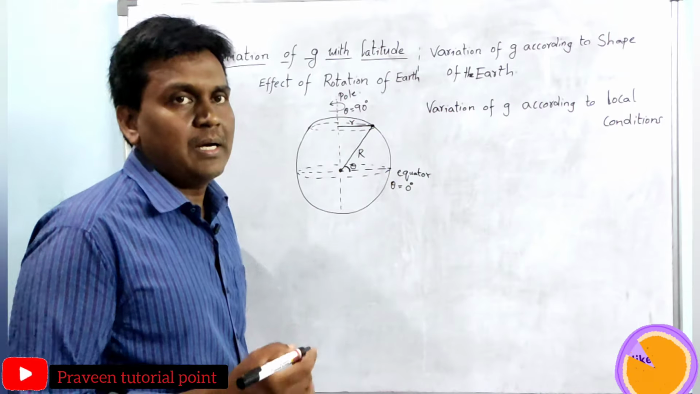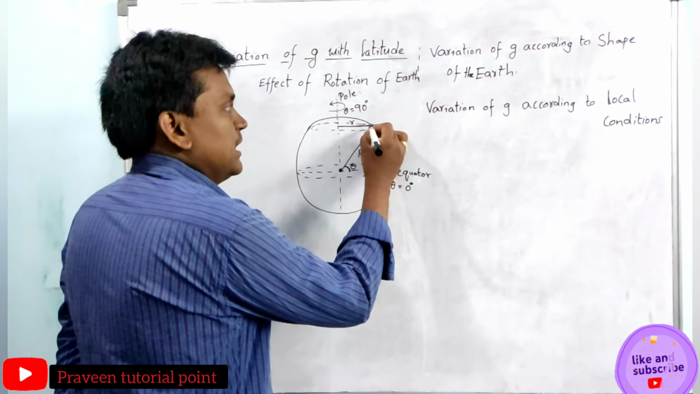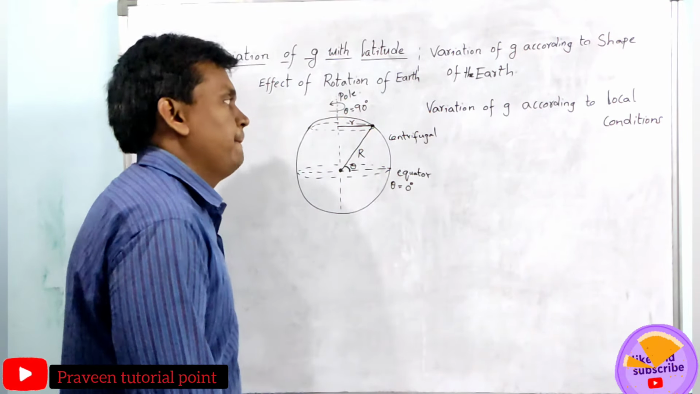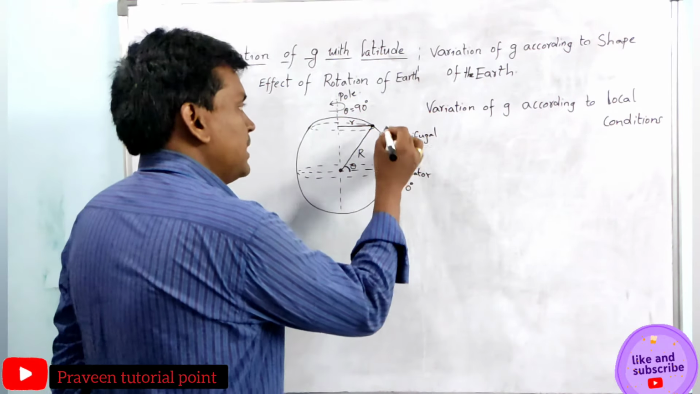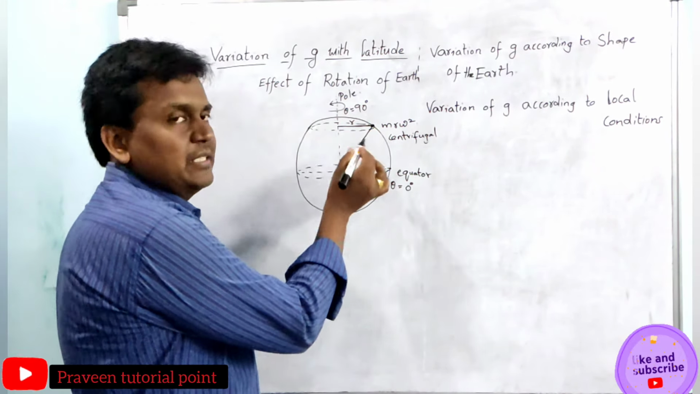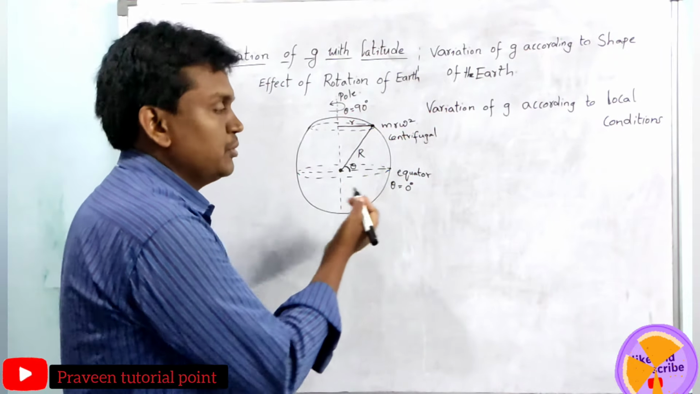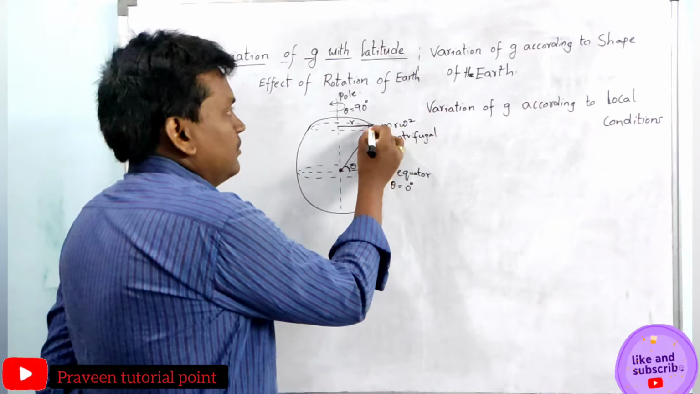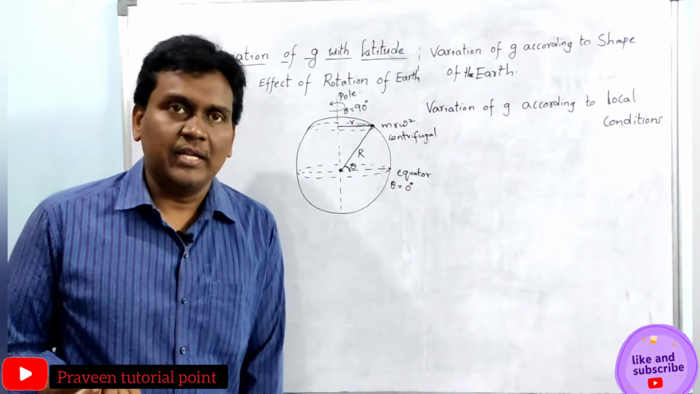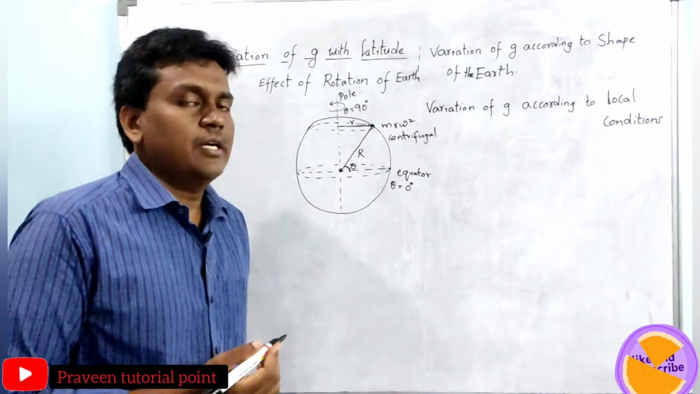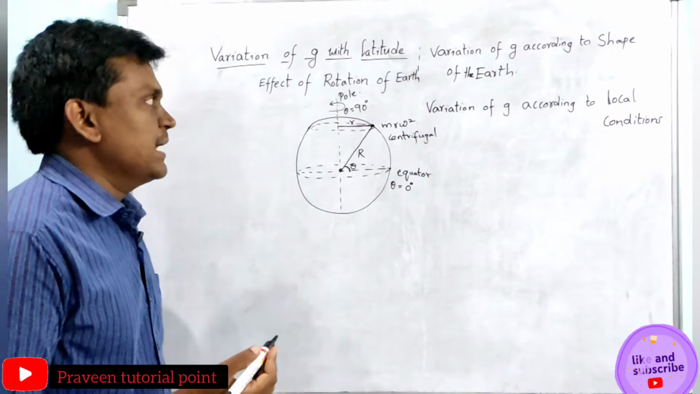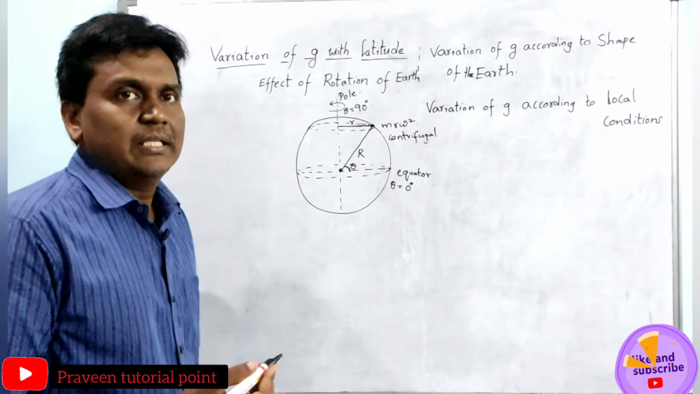What force will act on the mass particle when the earth is rotating? A centrifugal force will act on the mass particle. The centrifugal force acting on the mass particle is m r omega square, as the earth has an angular velocity during the rotation. And what is the angular velocity of the earth? 360 degrees in 24 hours will give the angular velocity of the earth.